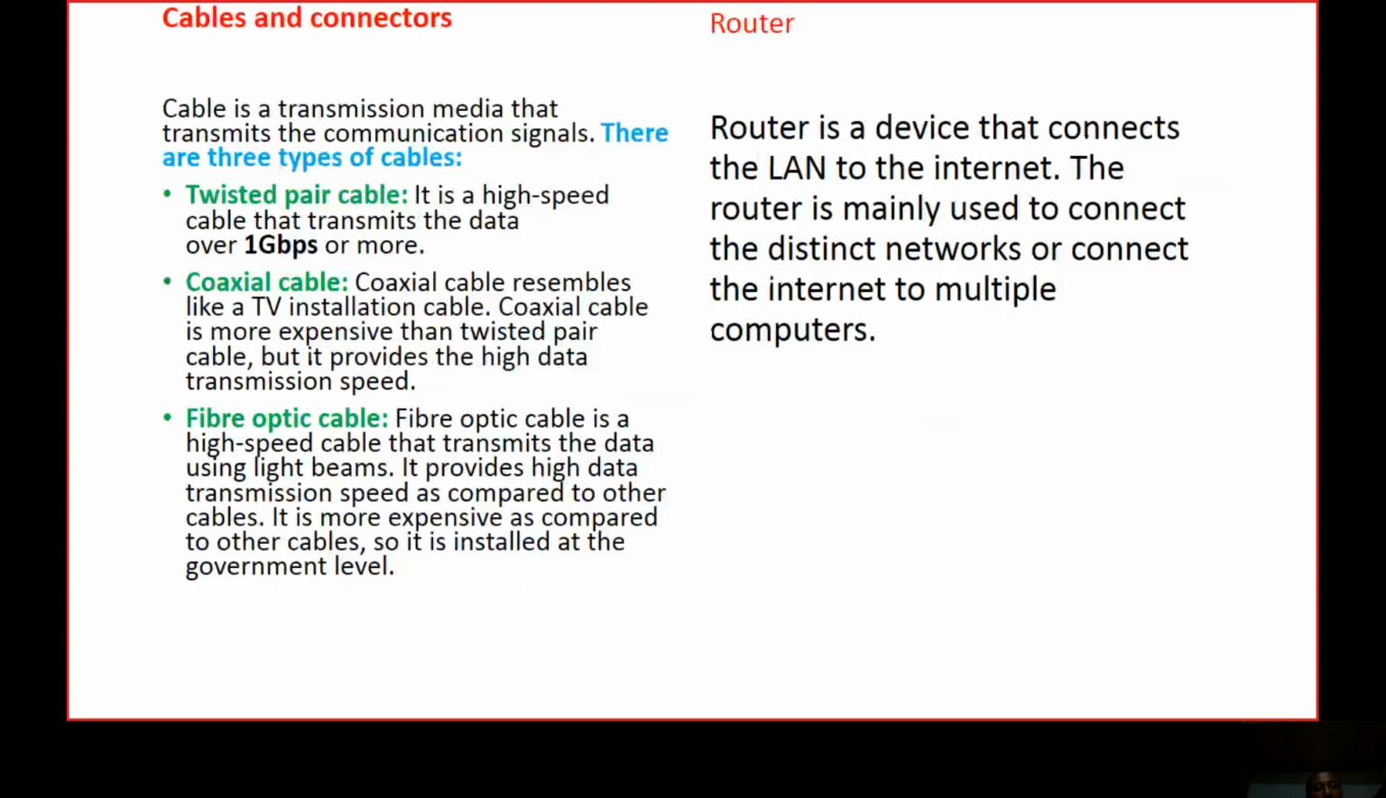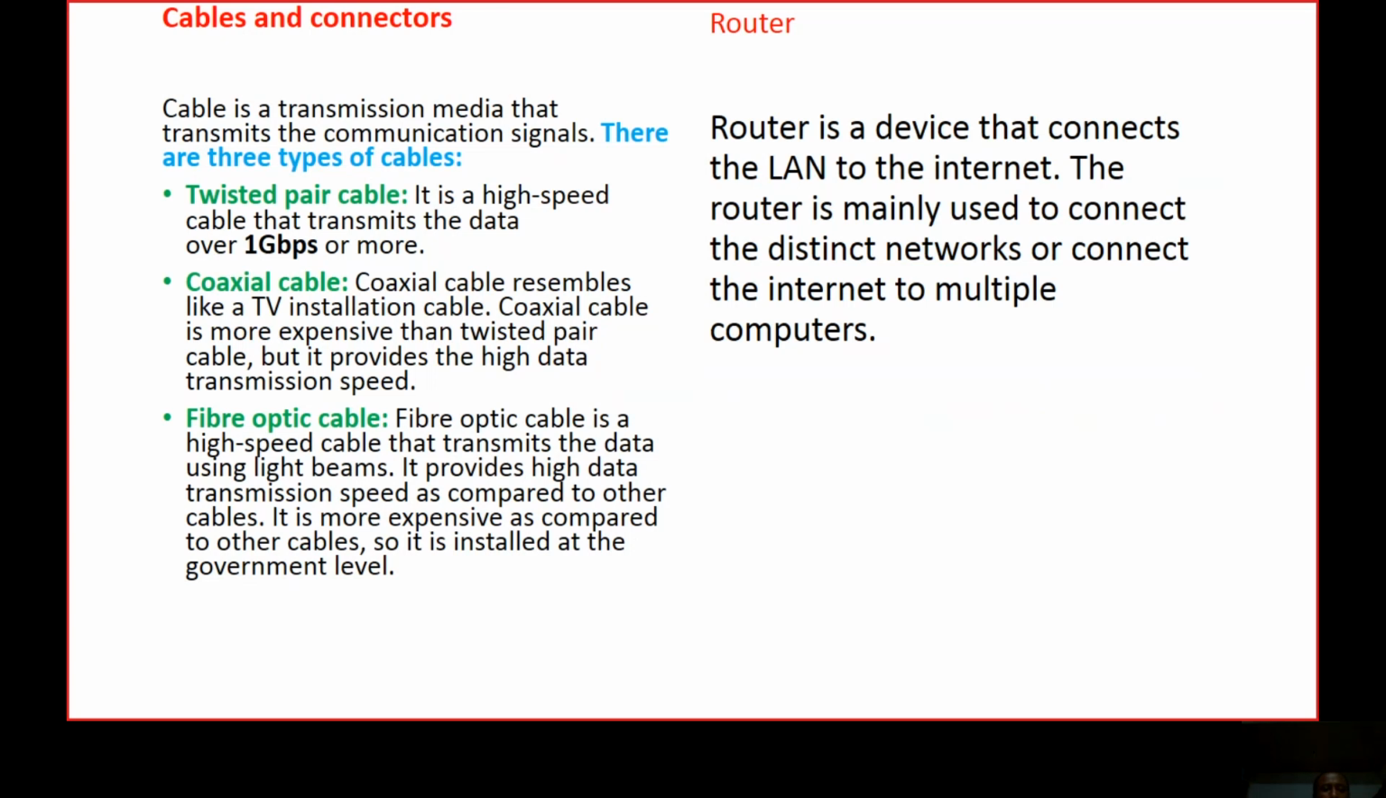Cables and connectors. We have different types of cables and connectors. So cables are transmission media that are used to transmit communication signals, to transmit data. So we have three types of cables. We have twisted pair, coaxial cable, and fiber optic cable.